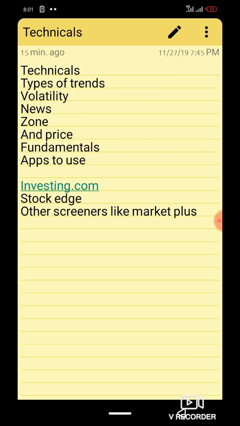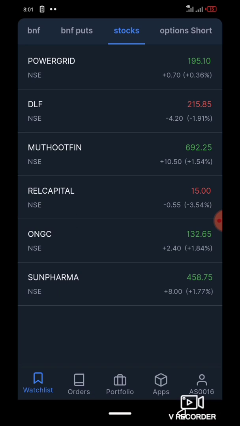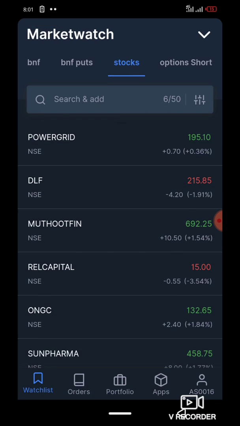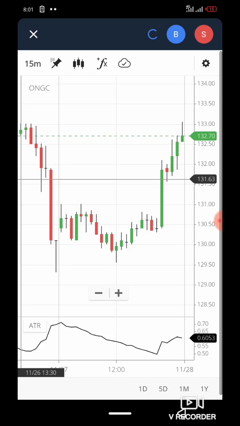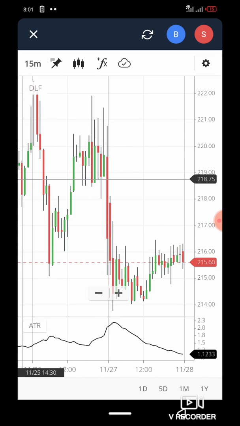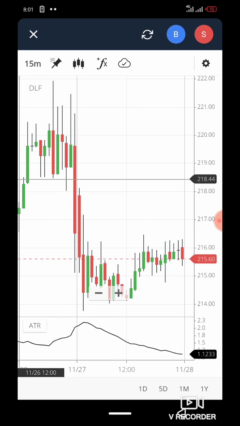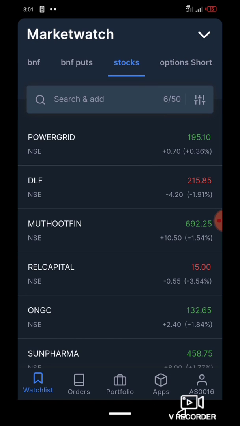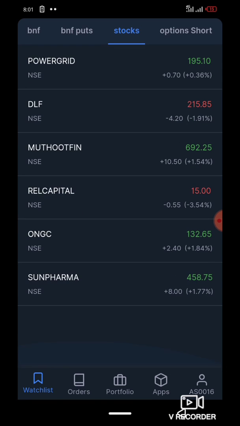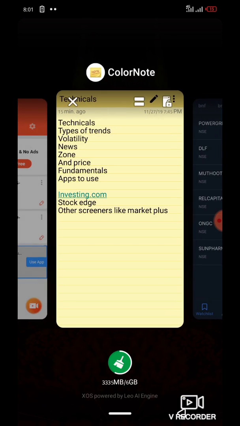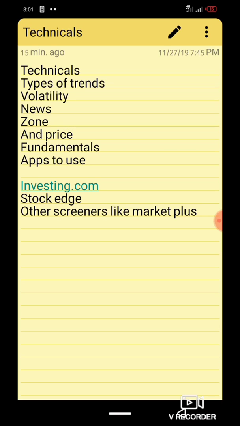The second thing is news. When you are buying any stock, you have to check every day what the events are, and whether there is any news on that particular stock, like any results or any bad news. You have to check all this when you are buying a particular stock, whether you want to hold it or you are a swing trader or whatever. But you also need to focus.